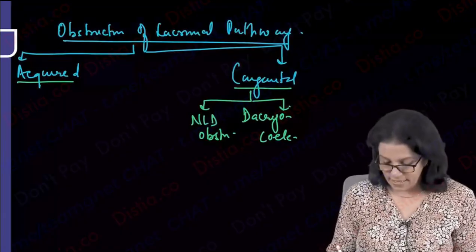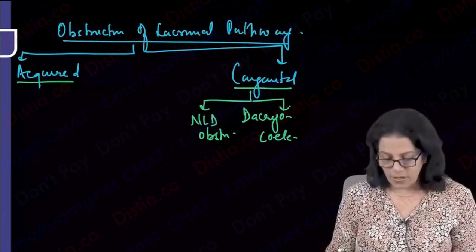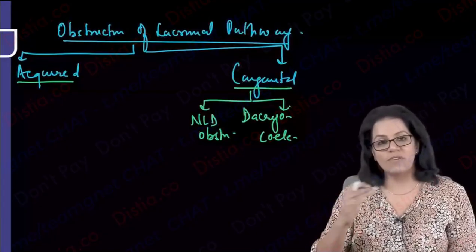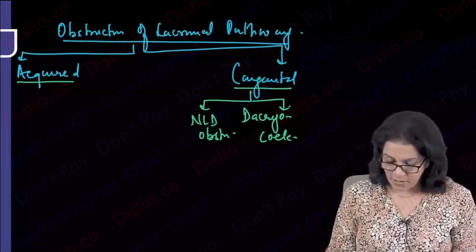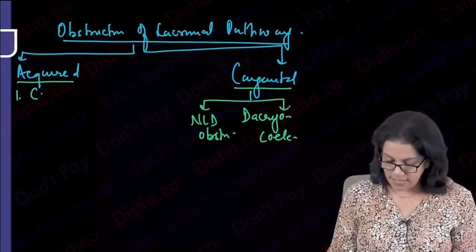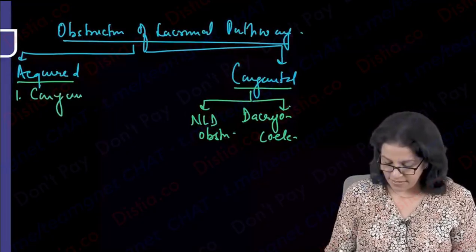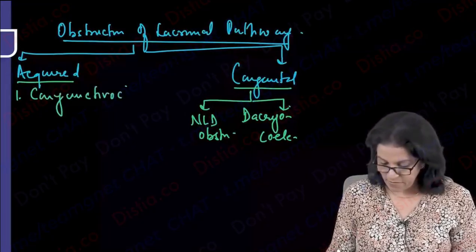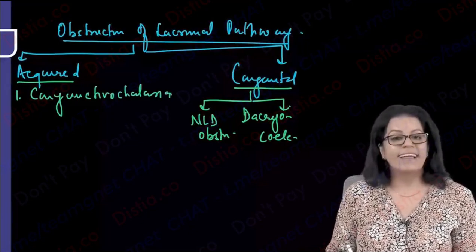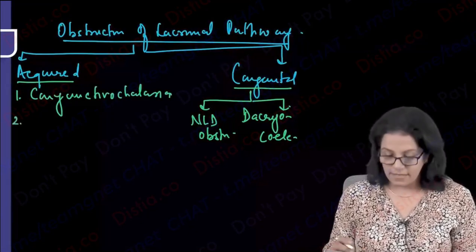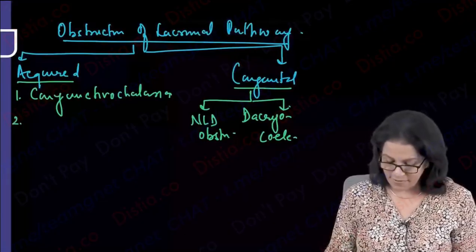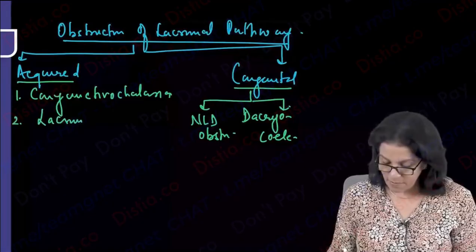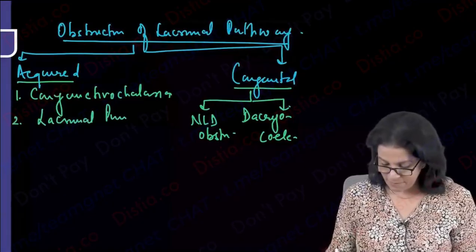Coming to the acquired. So what can be the acquired cause? Again, as I've already told you, we have already discussed this, how to think about it. Start from the conjunctiva. So one acquired cause would be conjunctivochalasia. Then we will talk about lacrimal puncta. We are talking about obstruction, so here we will talk about lacrimal punctal stenosis. Okay, punctal stenosis.